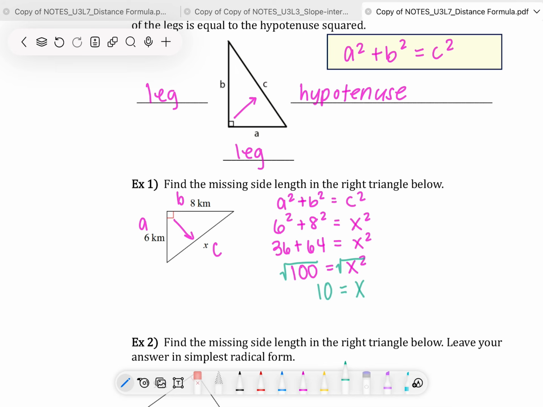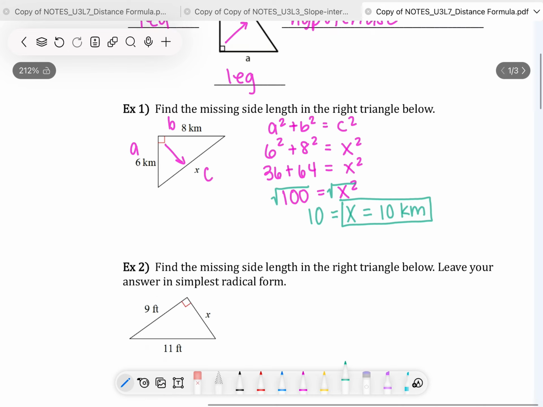Now, keep in mind, there is another value that would actually work here, and that's negative 10, because if I did negative 10 times negative 10, I would get positive 100. But because we're working with the side length of a triangle, I can't have a negative value there. So we're only going to use the positive value here. So our final answer is going to be that x is equal to 10 kilometers here. 10 kilometers. Okay, let's look at the next one.